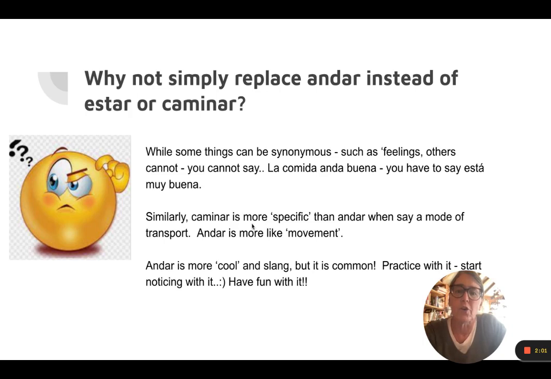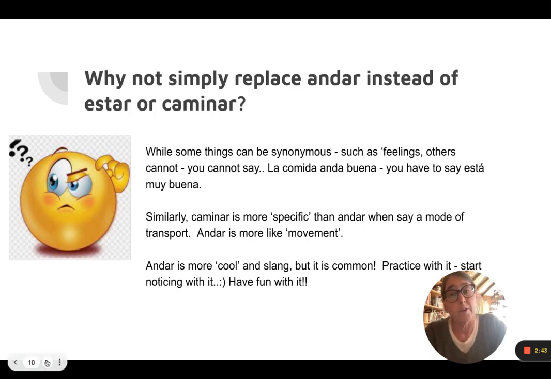It's different. So similarly, caminar is more specific than andar, but you can attach it with a mode of transport. So andar is more like you're moving by foot, or you're moving by bicycle or by plane or something. So it's pretty cool and slang to use andar. You can practice with it, start noticing it, have fun with it. It's very, very common, and it helps to differentiate and be able to use different verbs instead of always staying with the same verb. And as you are starting to read things, then you might say, oh yeah, now that I know this, I'm starting to notice this and to practice with it.